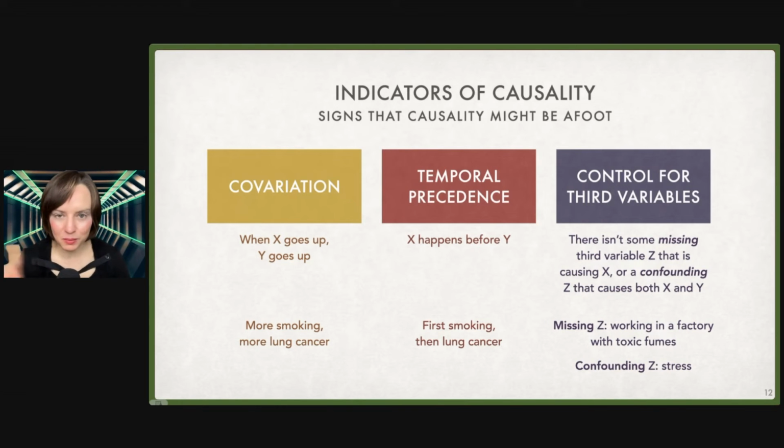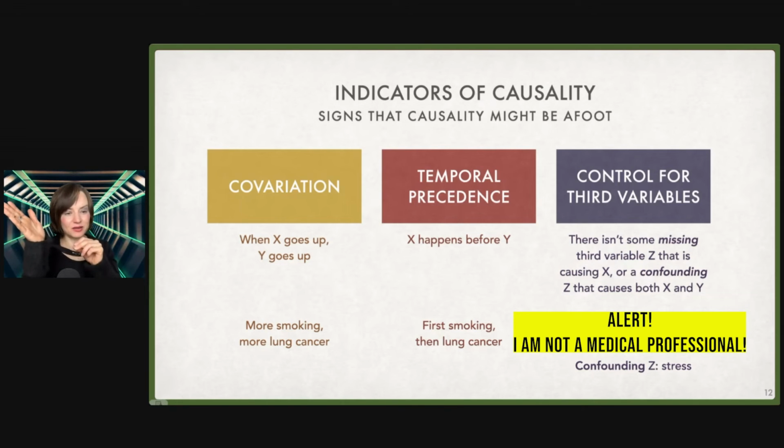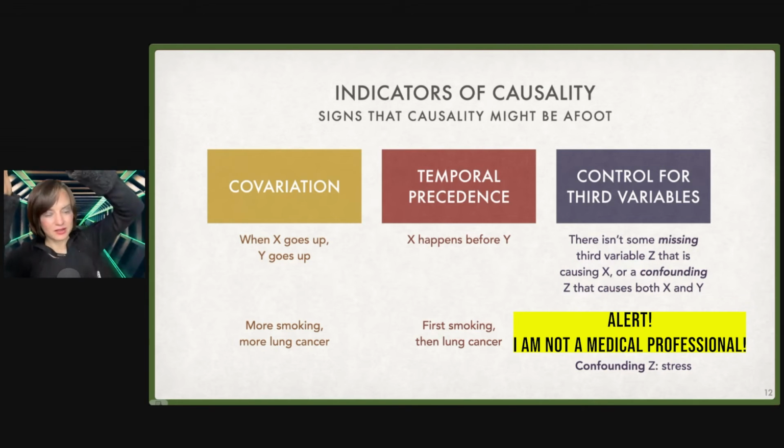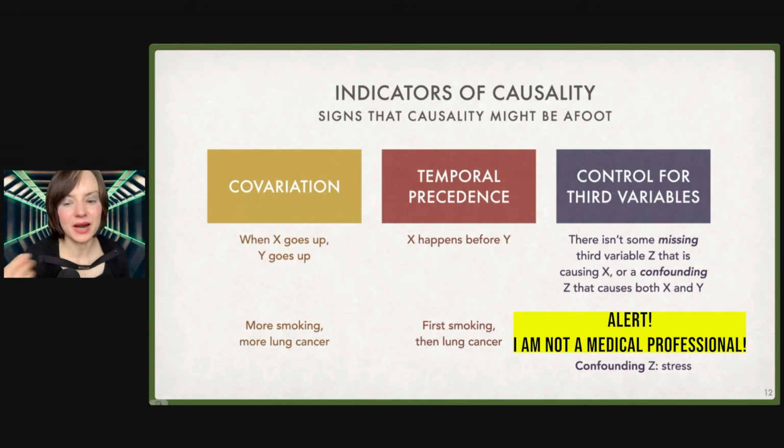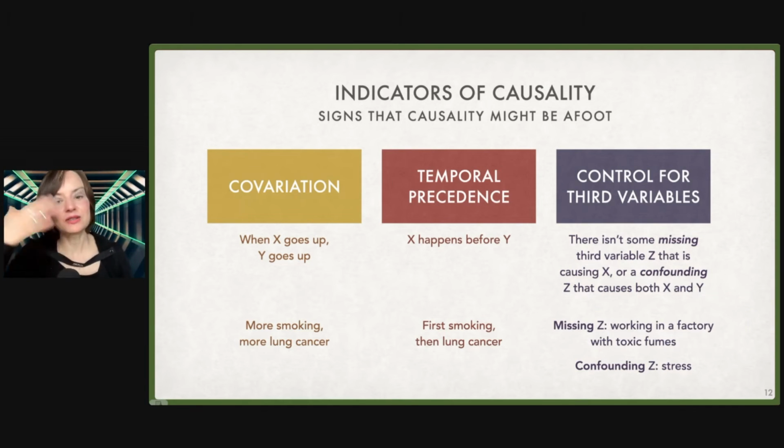We need to make sure there isn't some third missing variable or confounding variable that's causing both X and Y. What I mean by this is Z is a missing variable. I'm trying to predict lung cancer. I have data on smoking, but maybe I'm missing another factor that really matters, such as working in a factory with toxic fumes. A confounding variable, and we'll say more about this in a moment, is something that affects both X and Y. So stress might cause people to smoke, and it might independently cause lung cancer, in which case we're going to get results that look like lung cancer is being caused by cigarette smoking when actually it's stress causing both.